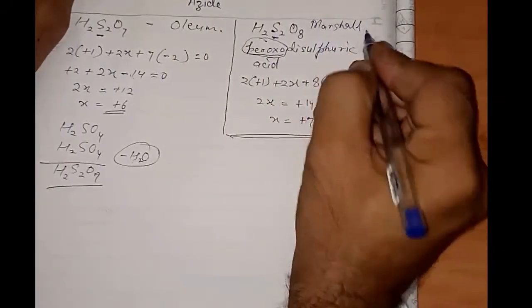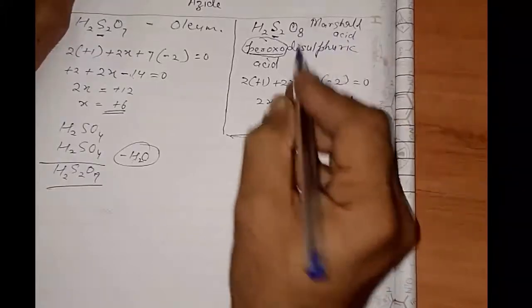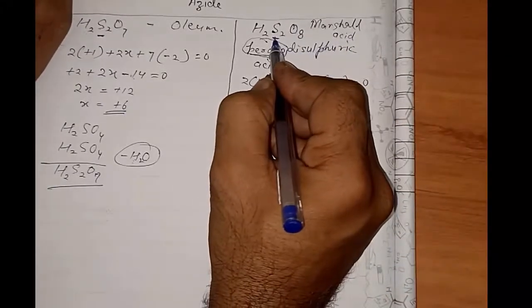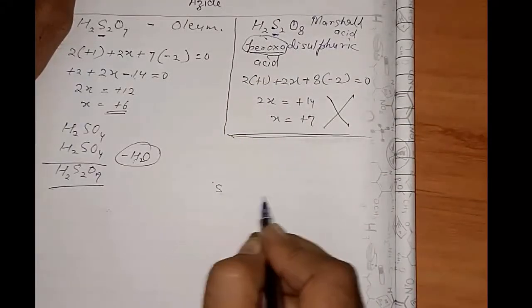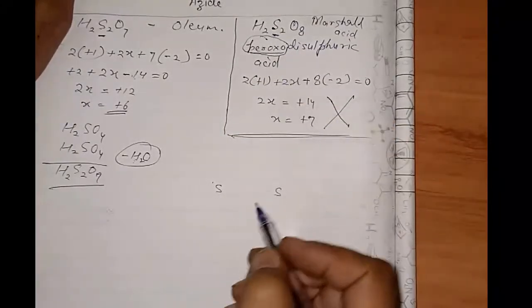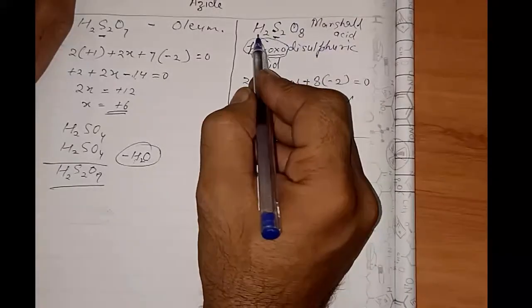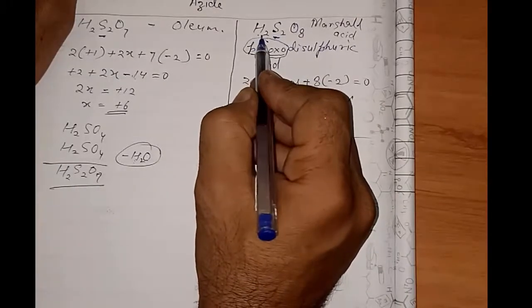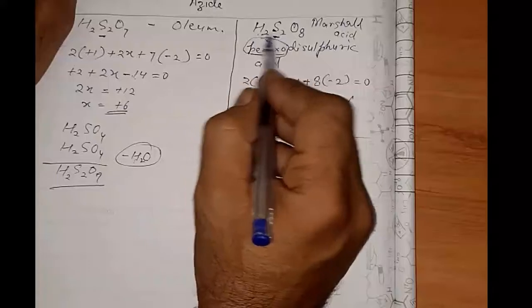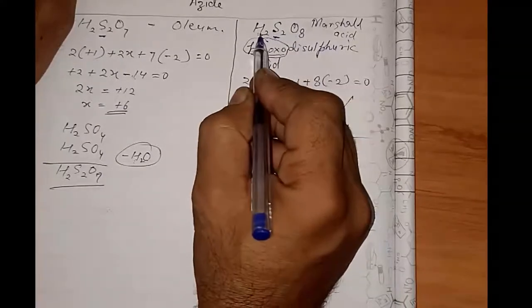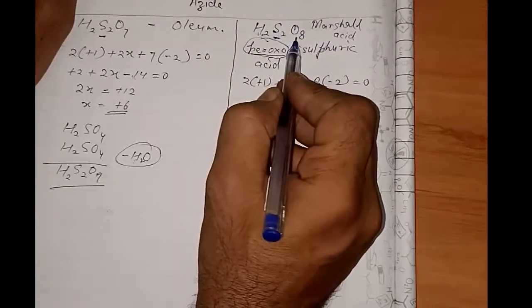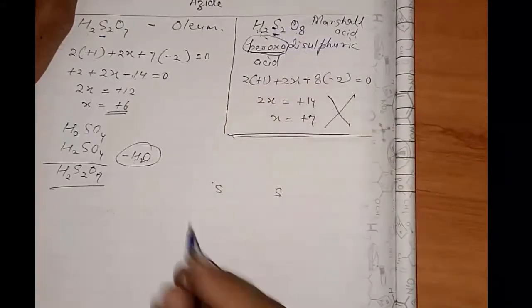Marshall acid. So sulfur is the central atom, so we have to write sulfur first. Okay, sulfur and sulfur. Now the number of hydrogen here, if 2, or whatever the number of hydrogen in acids of sulfur, they must be attached with oxygen. Here 2 hydrogen means they will get attached with 2 oxygen first.